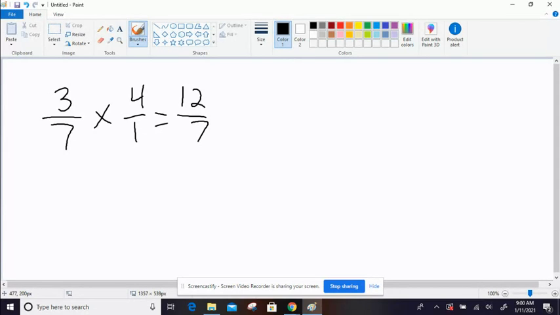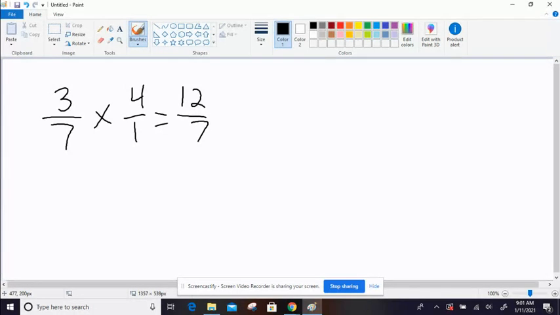One thing that was confusing to some students here in the classroom on Friday was that they thought you had to get the same denominator to be able to multiply, and that is not true. The only time you need the same denominator is when you are adding or subtracting. So in this case, we just multiply straight across. And it's okay if you get an improper fraction like this.